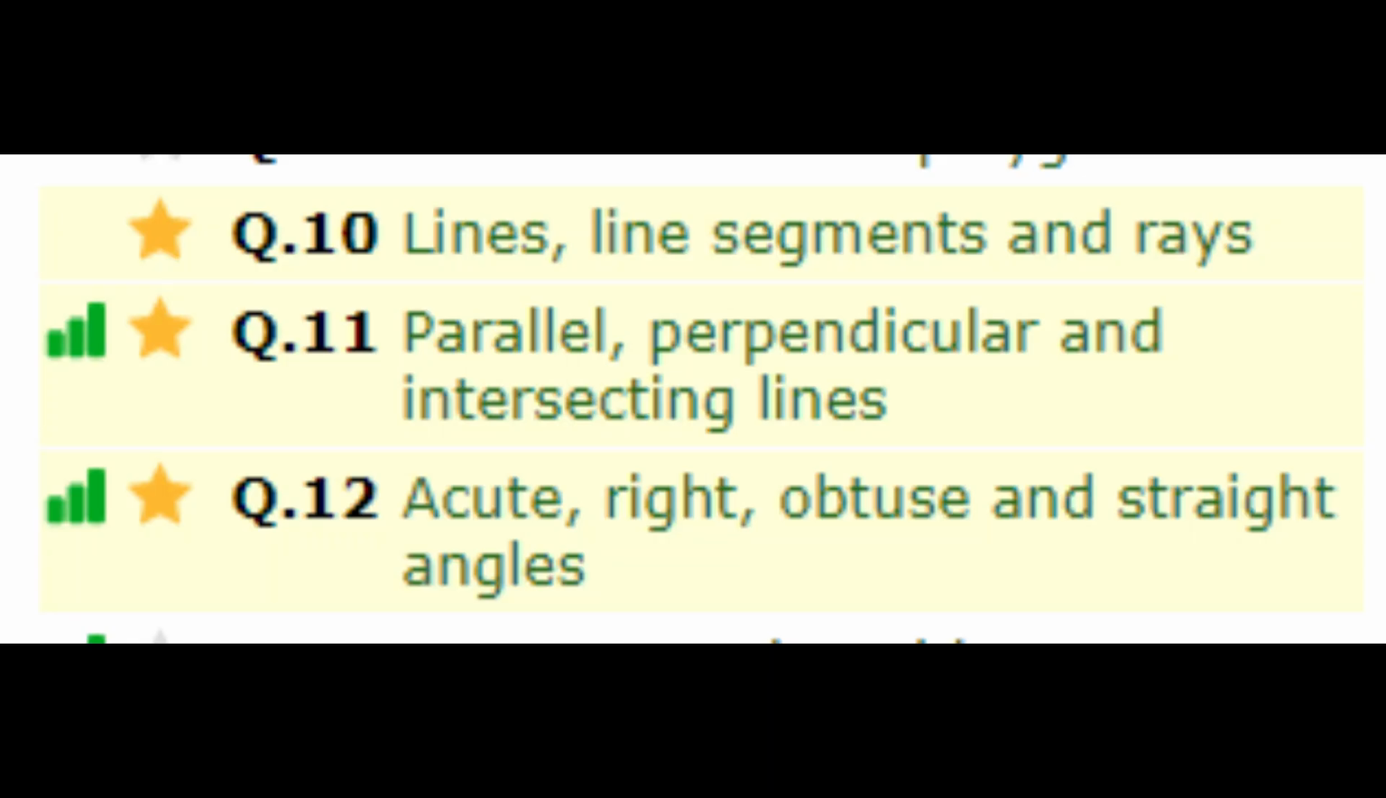And finally, I want you for your independent work to go on to iExcel and focus on these 3 skills, Q10, Q11, and Q12. Q12 most directly relates to what we've been doing today because it's all about angles. However, Q10 and Q11 are very important in helping your understanding of angles. So I want you to try all 3 of those skills, and you're going to work on them today, tomorrow, the next day until you are proficient in them.